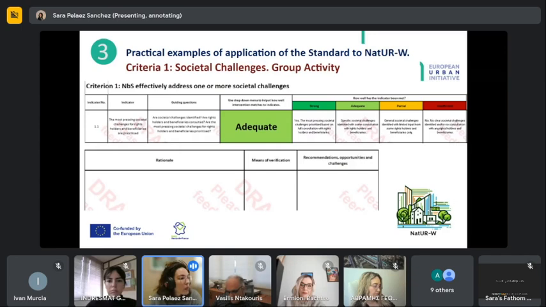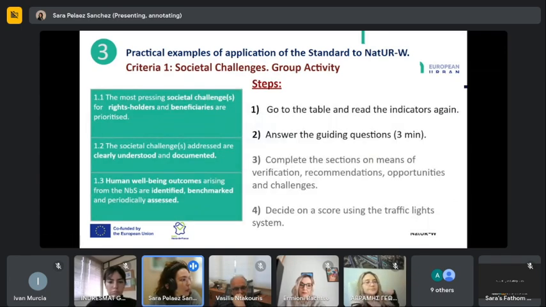So the activity that I'm asking from you is that we're going to try to apply the criteria 1 with 3 indicators. Let's see if we can reach up to the 1.3. We might be running out of time. Let's see how it goes. So I will ask you to pay attention to this table and the description of the 3 indicators, and to answer the guiding questions in 3 minutes.